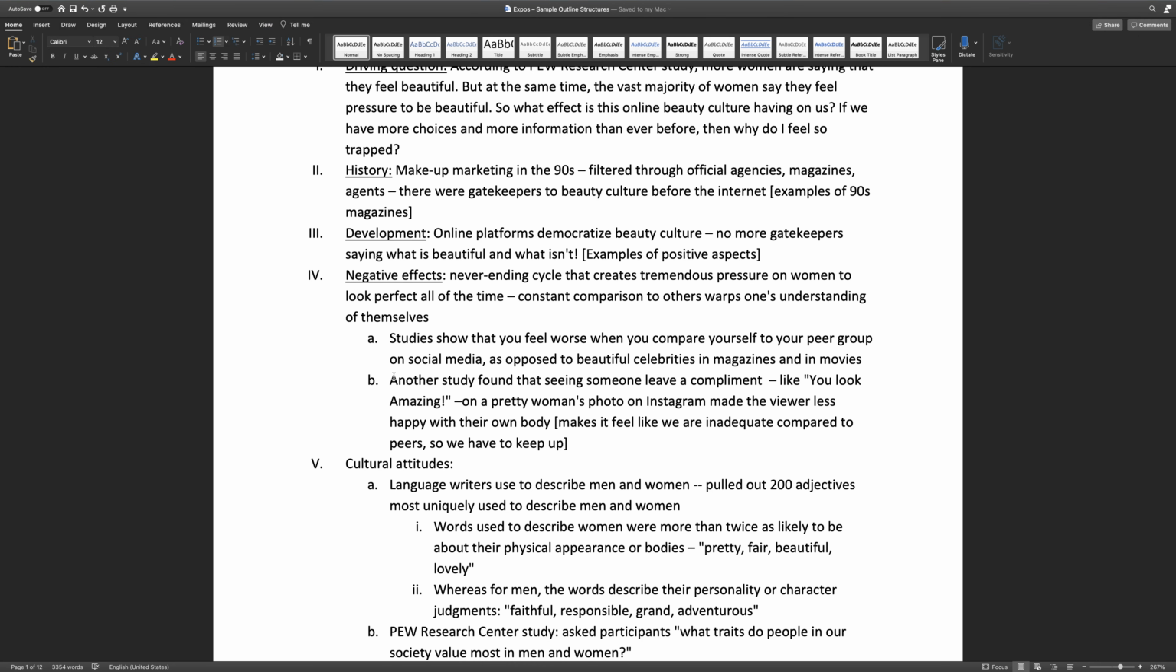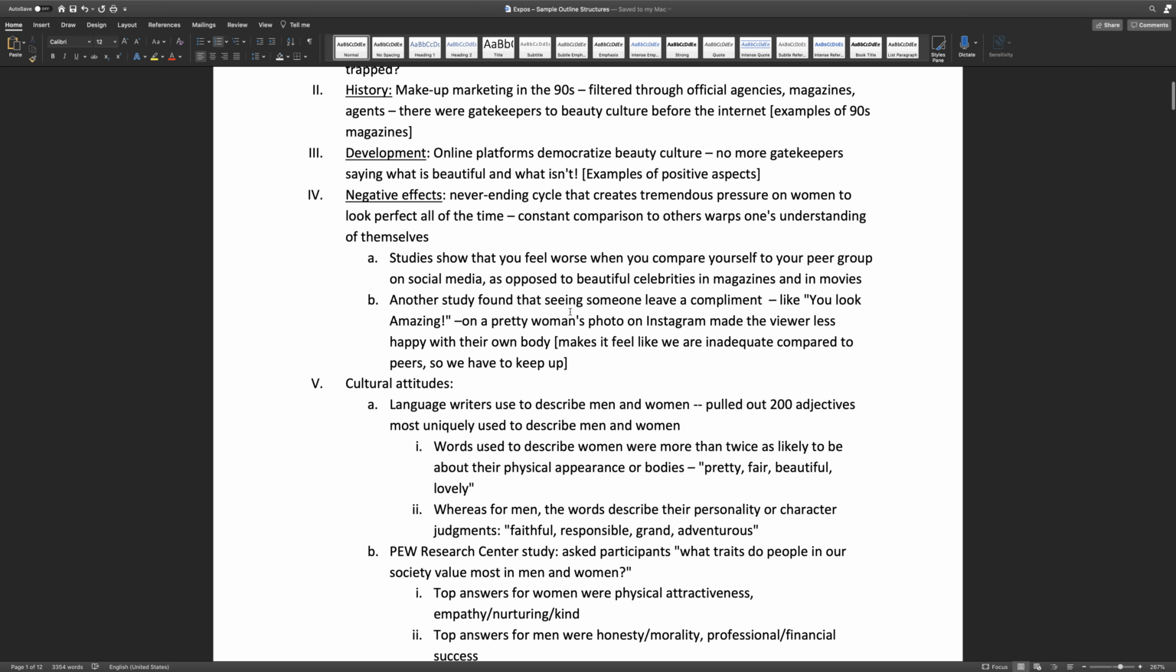And then they showed us another study that found that seeing someone leave a compliment, like "you look amazing," on a pretty woman's photo, made the viewer less happy with their own body. Again, this is counterintuitive. It's not something I would expect, and I'm learning new psychological components of the topic itself.